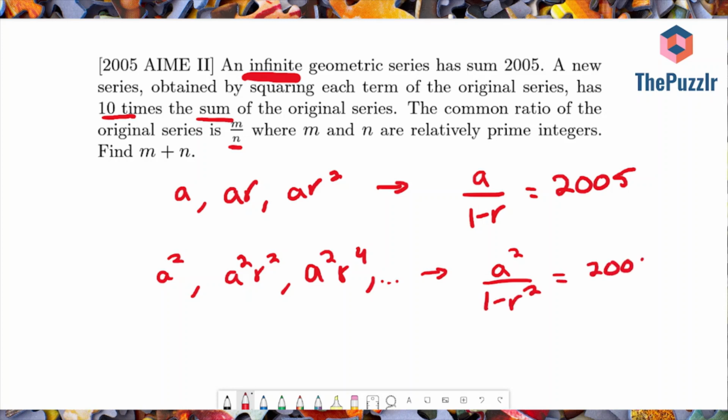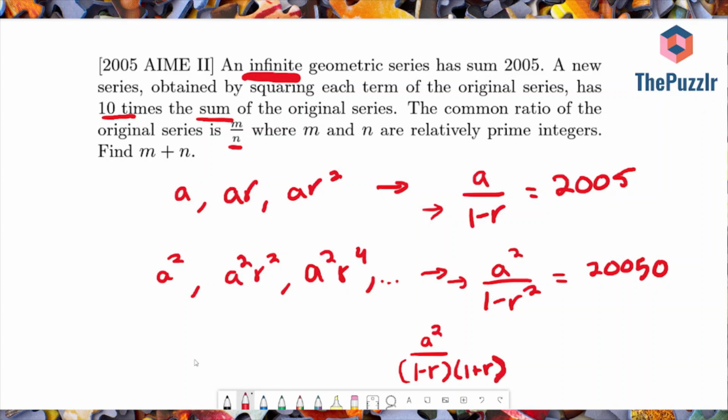So 20050. If we divide this right here by this, which we know is possible because a squared over 1 minus r squared can be written as 1 minus r times 1 plus r using difference of squares. If we divide this by a over 1 minus r, what are we going to end up getting? Let's take a look.